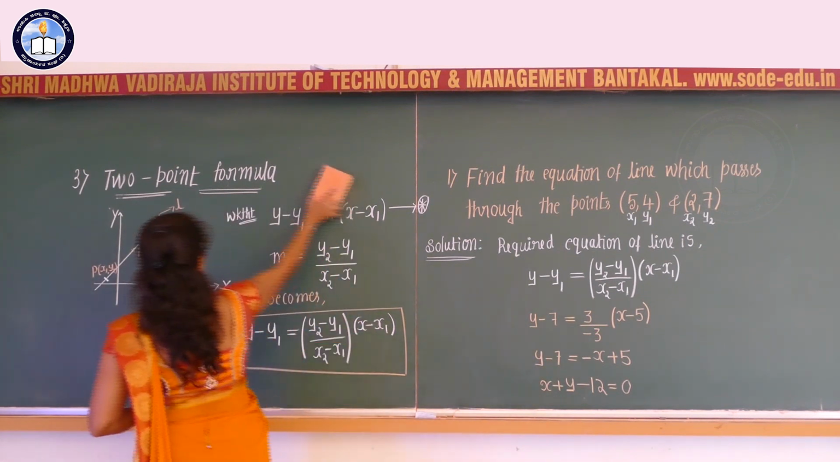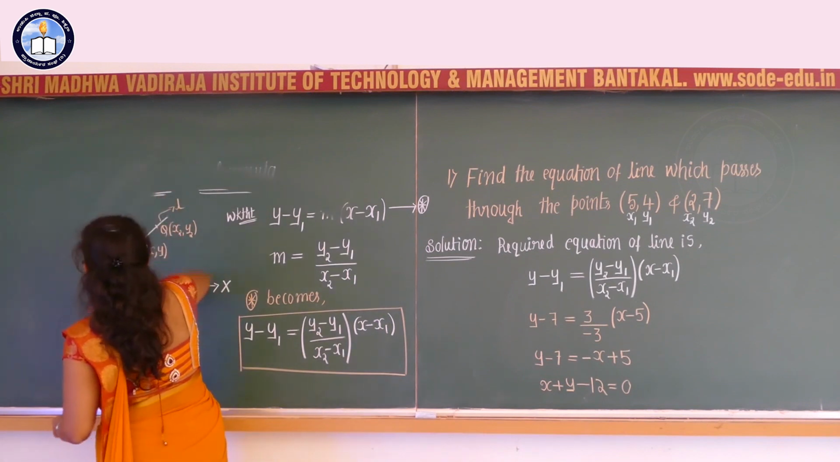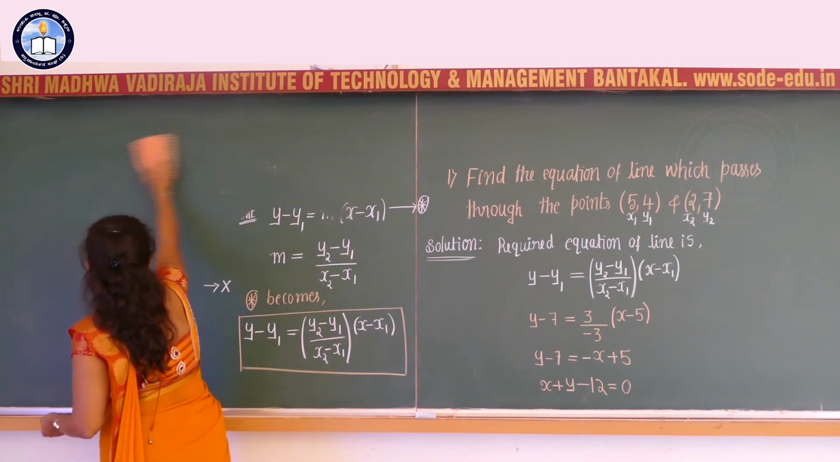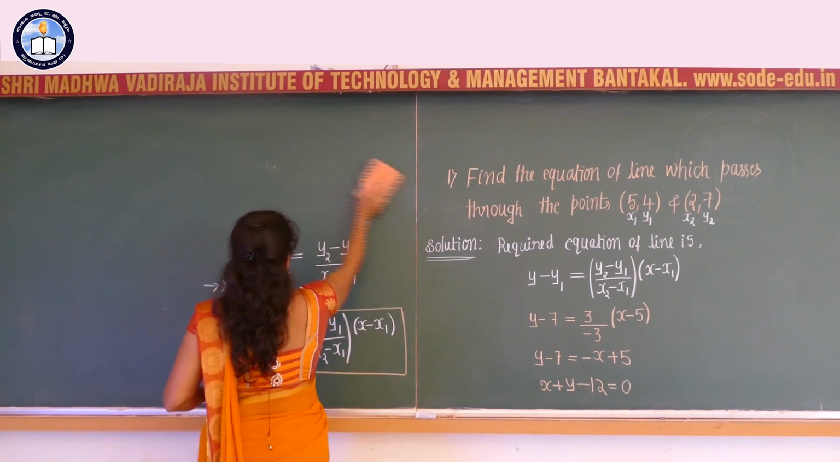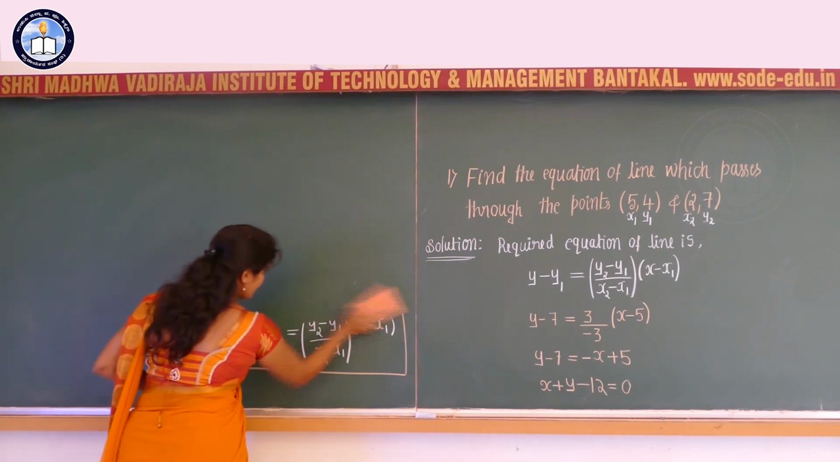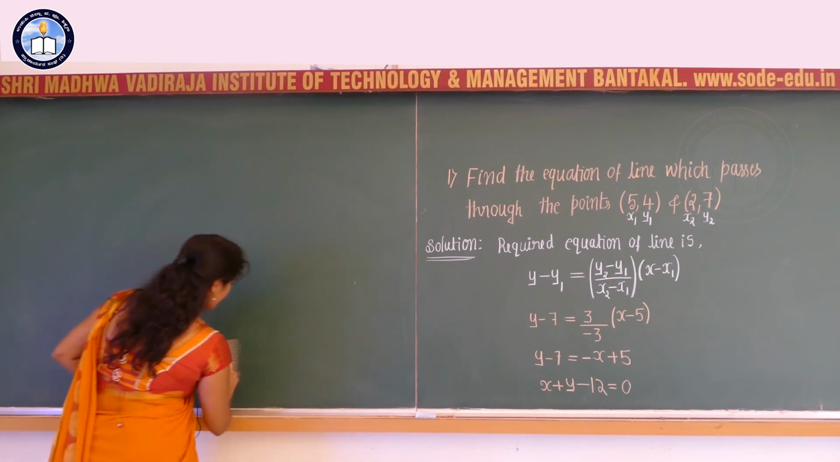And here the 2 points are given, the line passes through 2 points. So therefore, by using the 2-point formula, we have written the solution for the given question. And let me give another question.